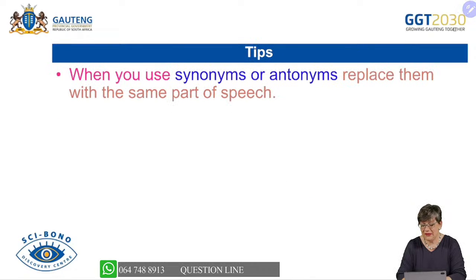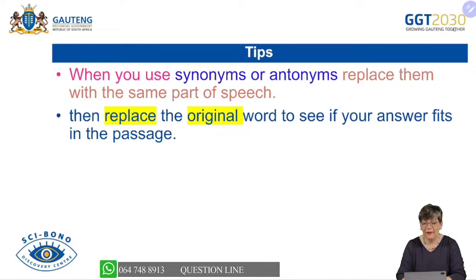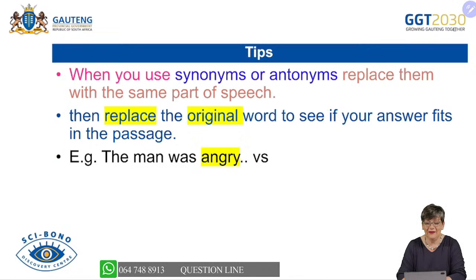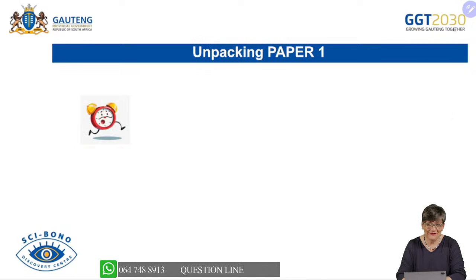Now, here's some tips. As I said, you can either use a synonym or antonym. But if you do use these, make sure they fit in the place of the original word. Let me give you an example. We're given a sentence, the man was angry, and you want to write it in your own words. You have to find a word that will replace angry but has the same meaning. Now, I can say the furious man, or the man who is furious. As easy as that.